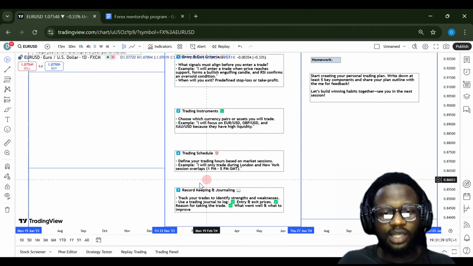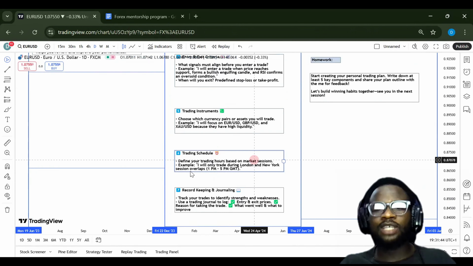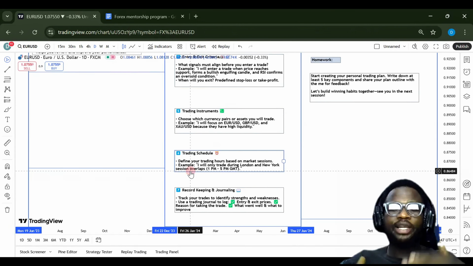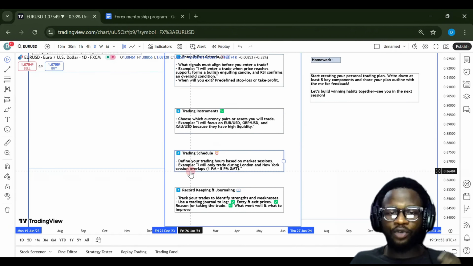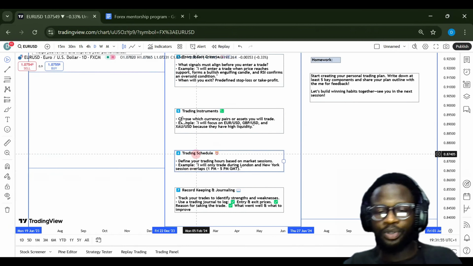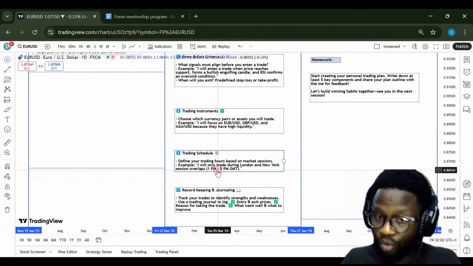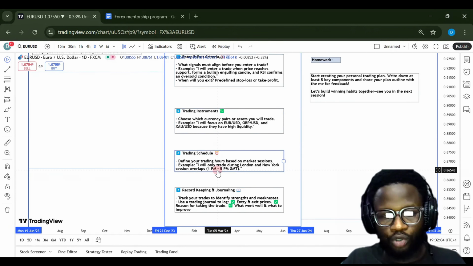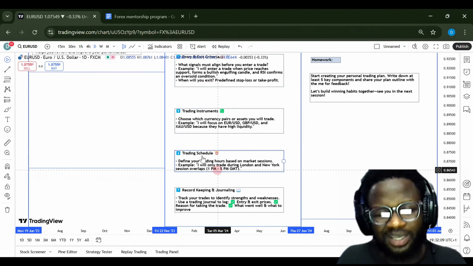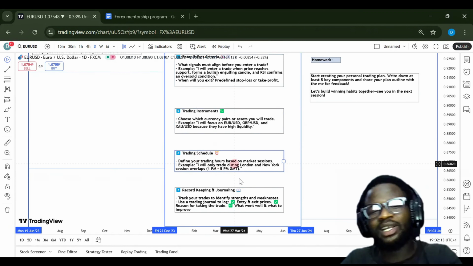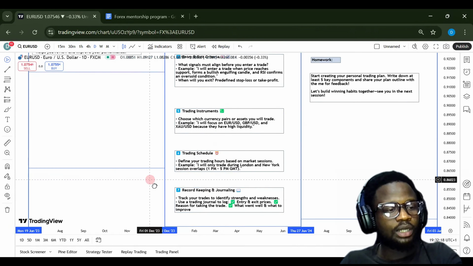Then 6, trading schedule. Define your trading hours based on market sessions. I already explained how these volumes work, especially when the London session and the New York session are overlapping, how more volumes happen for some pairs in those periods. So based on the pair that you chose in your trading instrument, you want to know what time they move the most by studying them. Now imagine you have to do that for 10 pairs. It's heavy. But you know some of these pairs and then you incorporate that into your trading schedule. So for example, I will only trade during London and New York session overlaps. Bam. That's all about that.